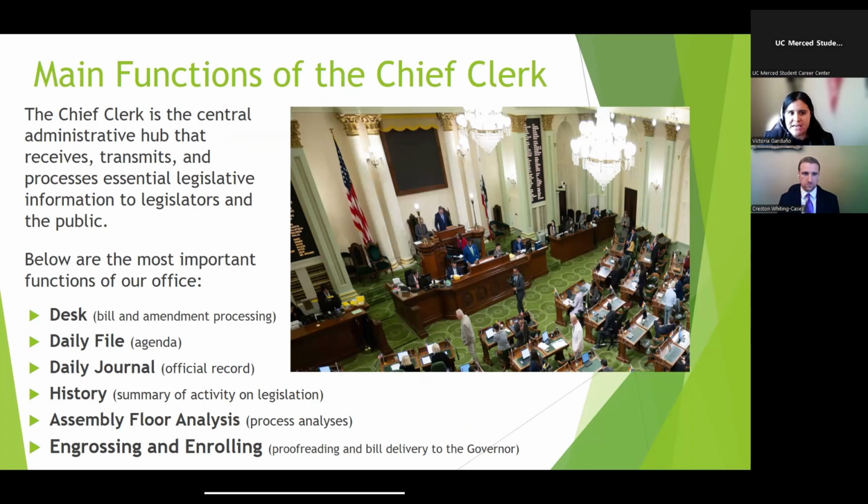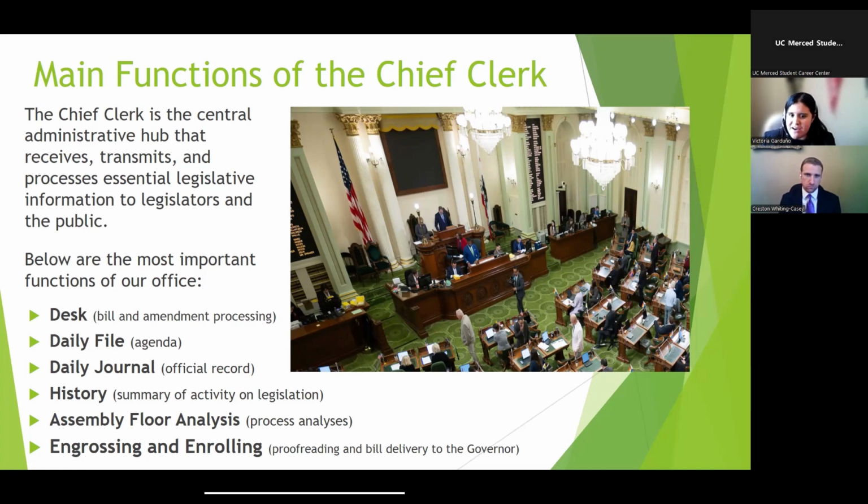So the main functions of the chief clerk. The chief clerk is the central administrative hub that receives, transmits, and processes essential legislative information to legislators and the public. So the main takeaway from this slide really is this desk right here. This is the assembly desk. So this desk is in the assembly chamber, and it is a privilege to be able to work on the assembly floor at the desk because not too many people get access to the assembly floor. It's really just the assembly members, the office of the chief clerk, and our security, which is our sergeant in arms.